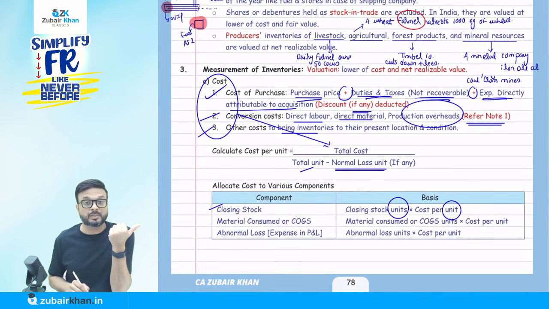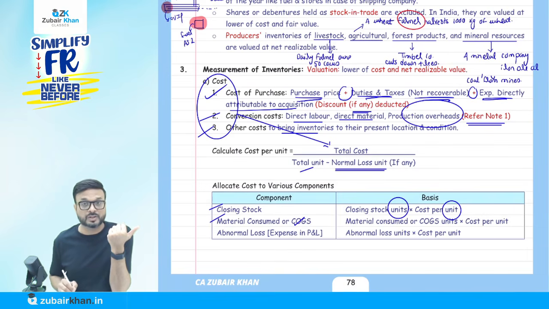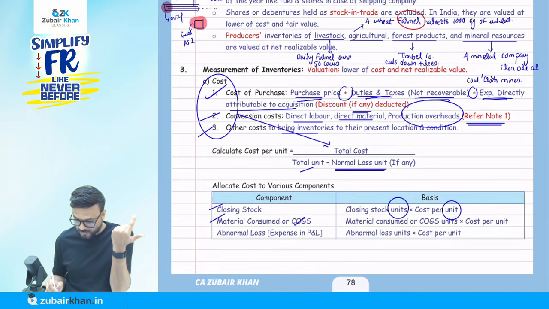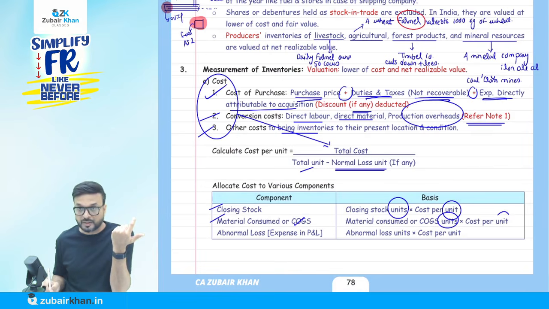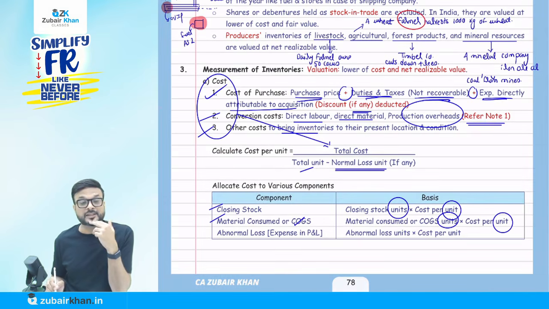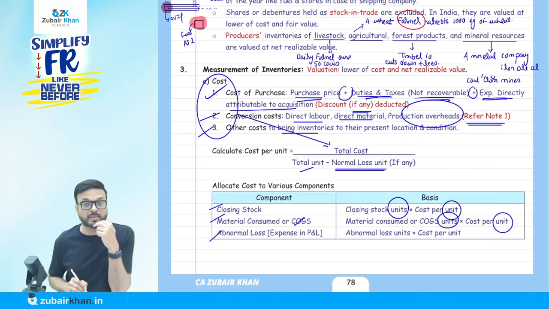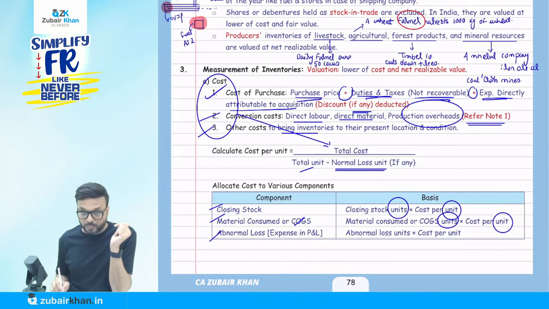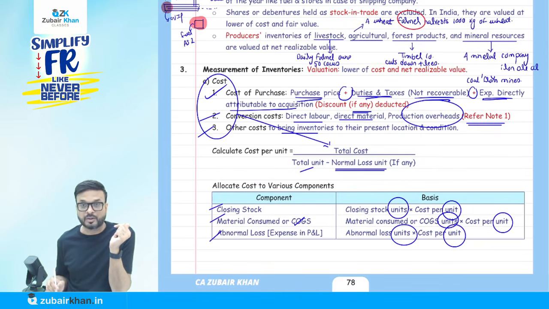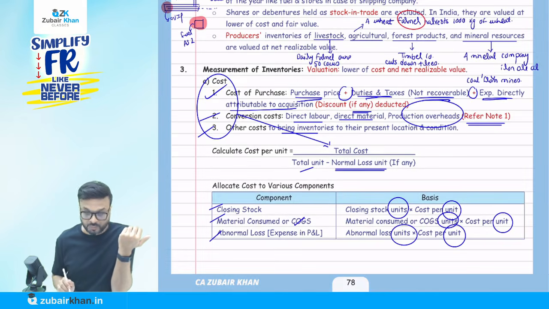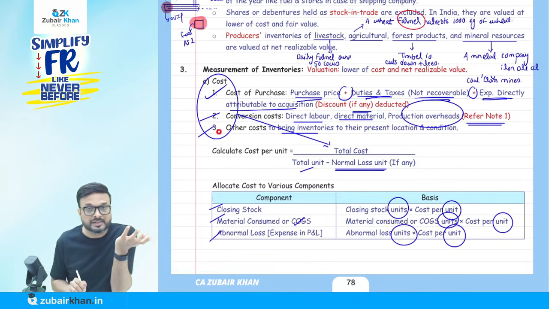They say, okay, tell us the material consumed or COGS, cost of goods sold. I will say material consumed or cost of goods sold units, I will multiply with the cost per unit. Okay. They say calculate abnormal loss. So I will say abnormal loss units, I will multiply by cost per unit. How do we find the cost per unit? By this formula. What is total cost? These three items.